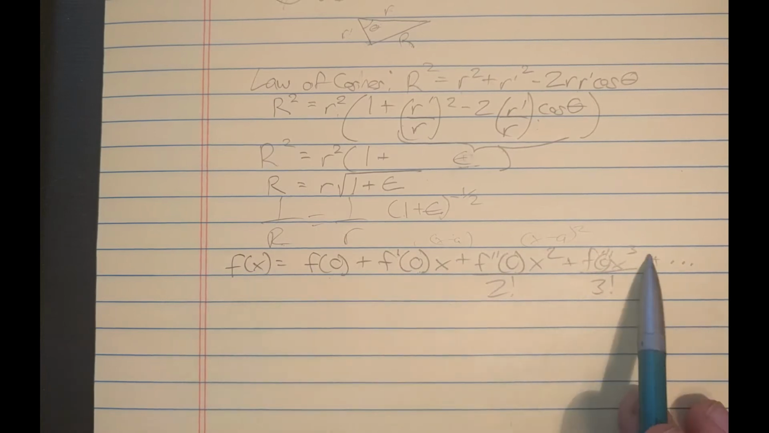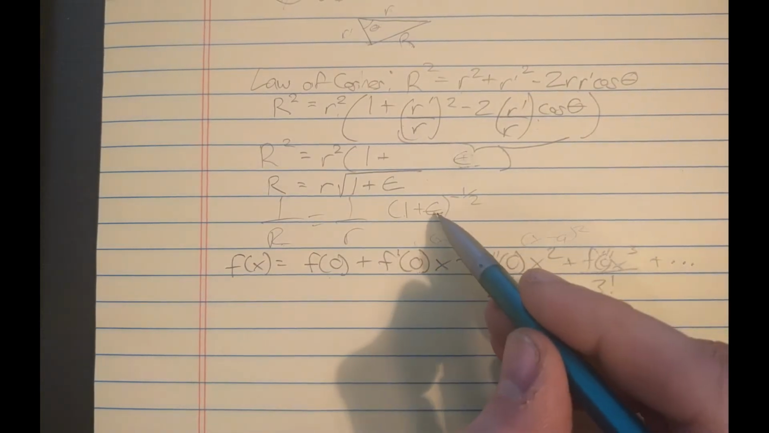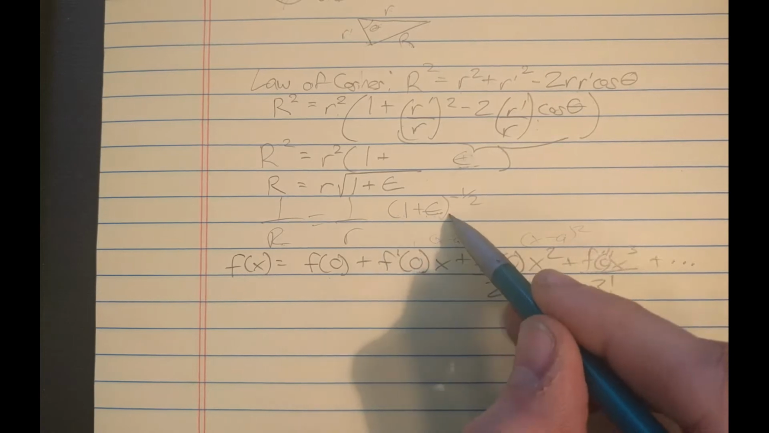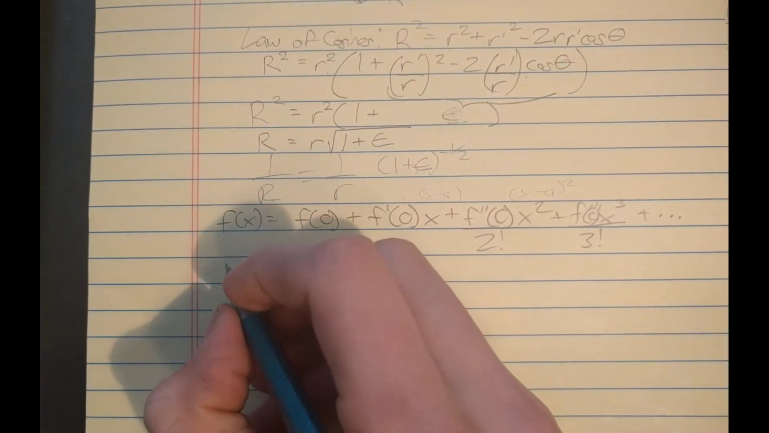But this is general. This is how we're going to do our expansion of 1 plus epsilon to the negative half. So epsilon is our x, and our function is 1 plus epsilon to the negative half. So we will expand that here.